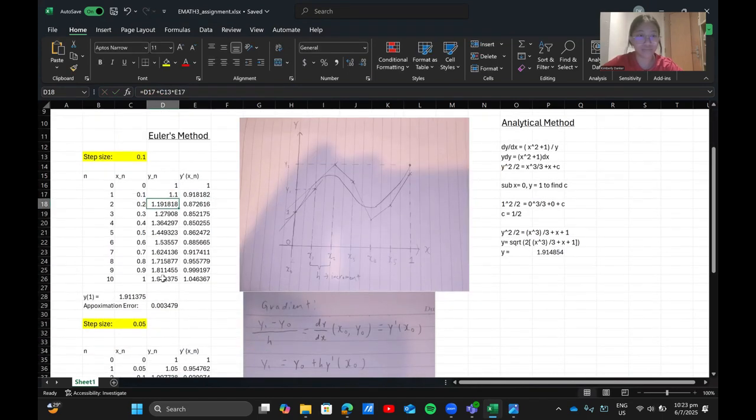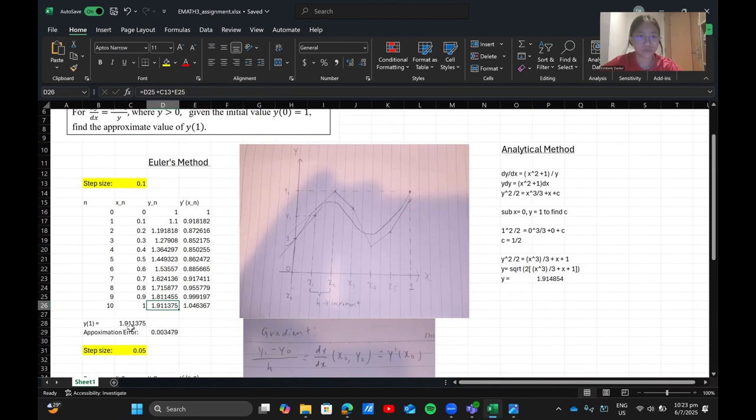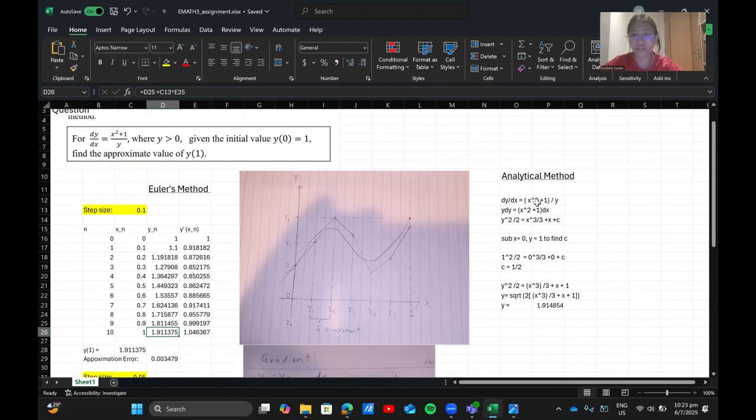So by doing this, we can find that the approximate value of y when step size is 0.1 would be this, 1.911375. Using the analytical method, we could find dy/dx is equal to that. We cross multiply it and integrate it to find y squared over 2 is equal to x cubed over 3 plus x plus c. Substitute in the given initial values to find c, which would be equal to half. We manipulate the equation to find out that y would be equal to the square root of 2 times (x cubed over 3 plus x plus 1), 2 which would give me 1.914854.